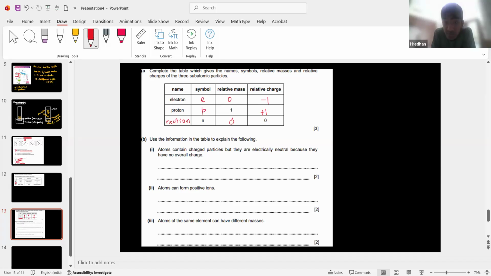Atoms contain charged particles, but they are electrically neutral because they have no overall charge. Number 3 is correct. Then I don't know. The relative mass is not 0. They have mass, which is equal to the mass of a proton. So it's just 1. Okay. Atoms contain charged particles, but they are electrically neutral because they have no overall charge.